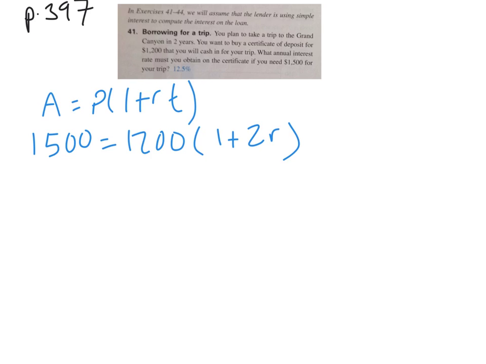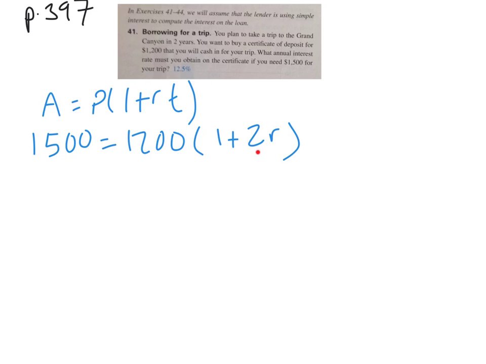Now, real quick, R and T over here, these are important because they both have units of time, and those units of time have to match. So they told us that we're going to take a trip in 2 years, so time has already been set in years. You have to make sure that your interest rate is also in years. Well, they said, what annual interest rate must you obtain? So that means R has to be yearly, which means it's okay that T is also in years. So basically, make sure these two things match. You'll see in the next problem, we'll have to kind of force one to match the other.